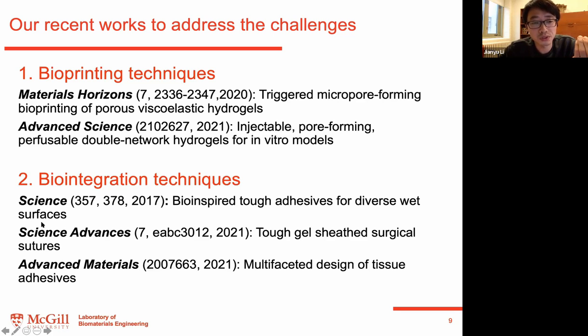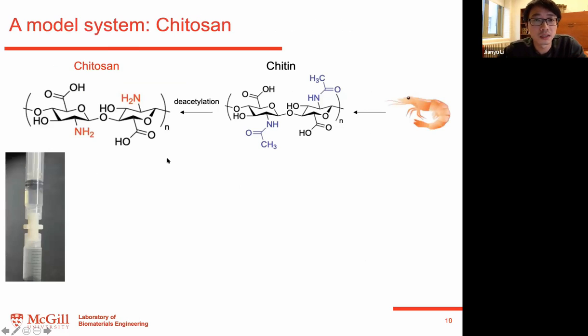And also the second part about the biointegration technology, we developed a bioadhesive with a very good, amazing mechanical property to enable this kind of very robust integration between the artificial material and the native tissues. Okay. Through my talk, you can also recognize I often talk about this kind of model material system.